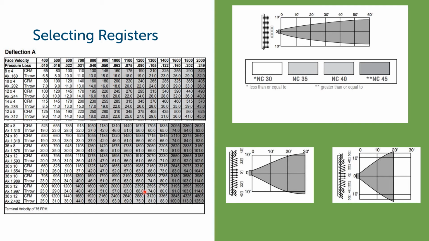So maybe in some places like a laundry room or some place where people don't really care about the noise, that would be okay. But for most places like offices and residential rooms, we want to keep the NC under 30. Here's a couple of different deflection patterns, and you can see how they affect the spread and the throw. So basically what we're seeing here is that more spread equals less throw, right?